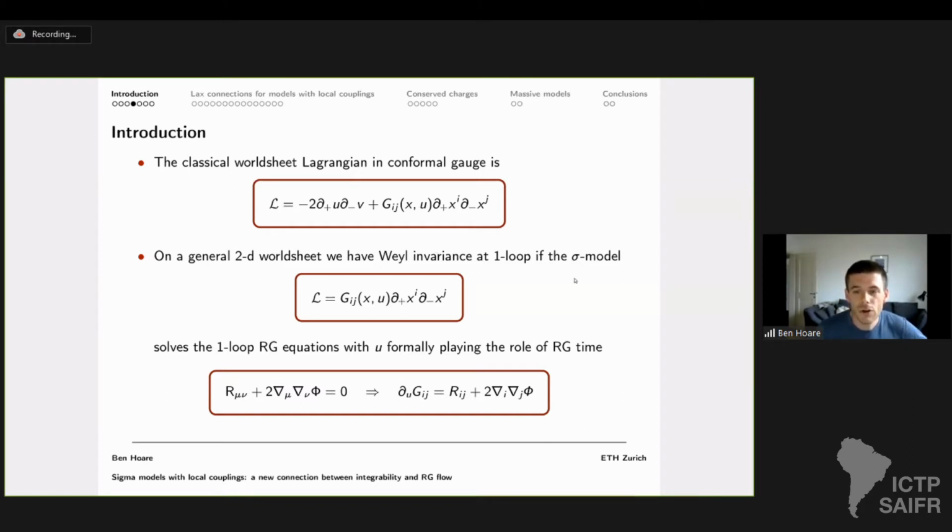Weyl invariance at one loop implies that this transverse sigma model should solve the RG equations where u, this coordinate u, is now formally playing the role of RG time. So that's some words in equations. We have the following relation.